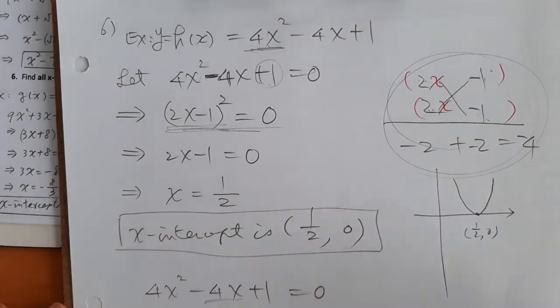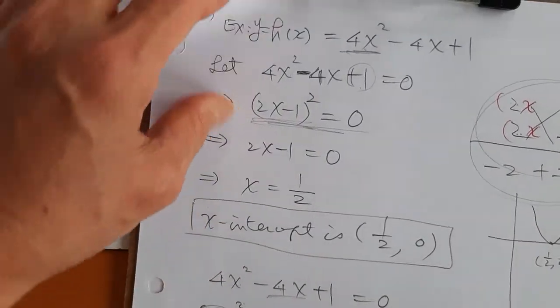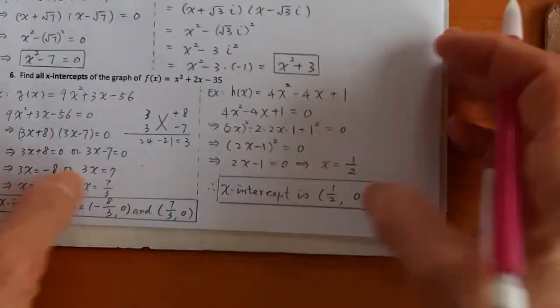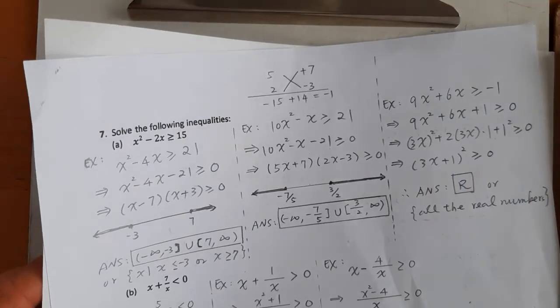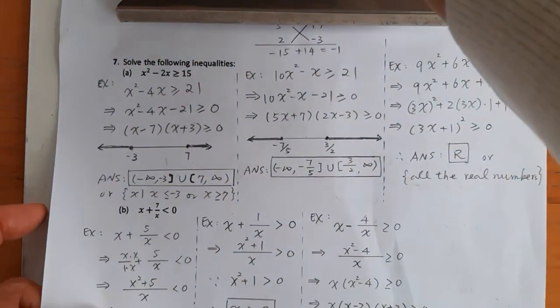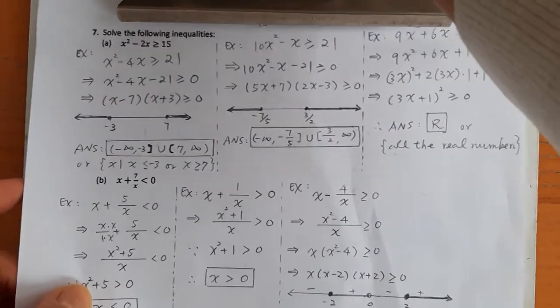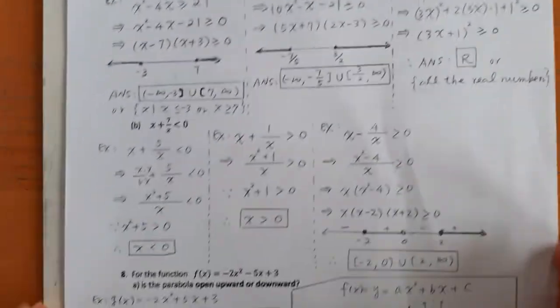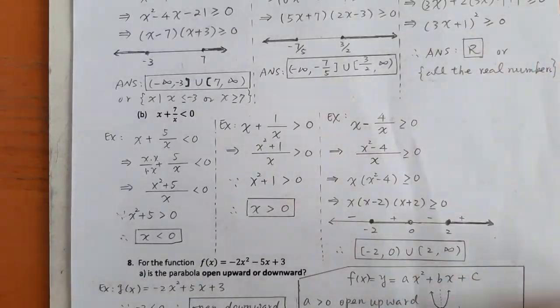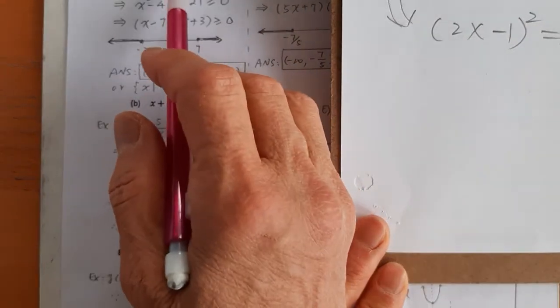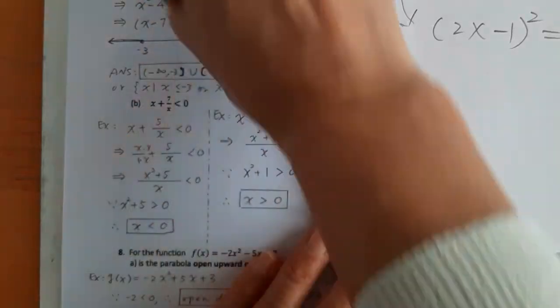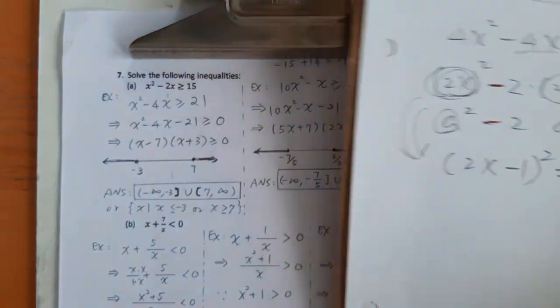Then you continue. So that's question 6. Then next one, question 7. Question 7, solve the following inequality. Before, in question 6, we solved for the equation, and in question 7, we solve for the inequality. x squared minus 2x greater than or equal to 15.